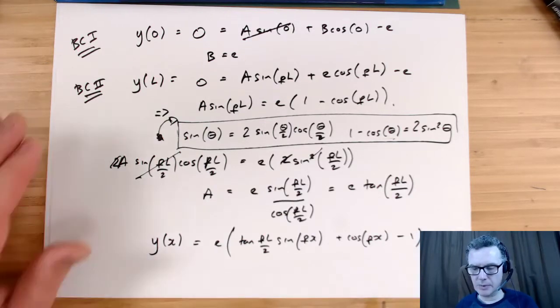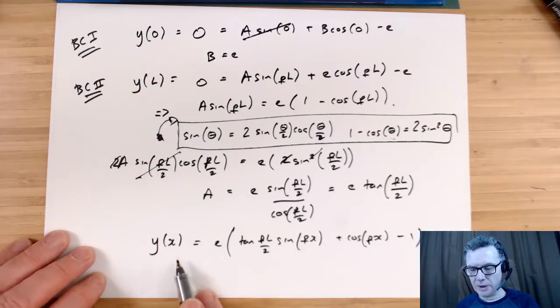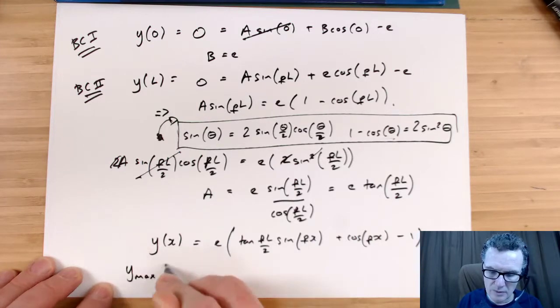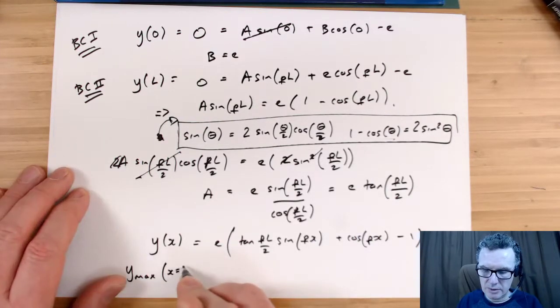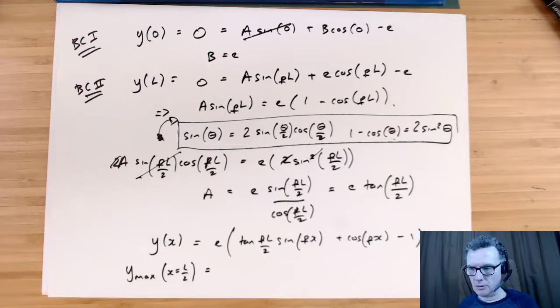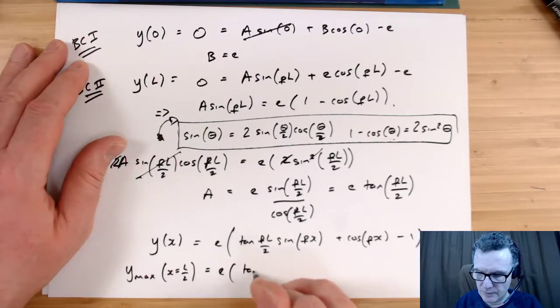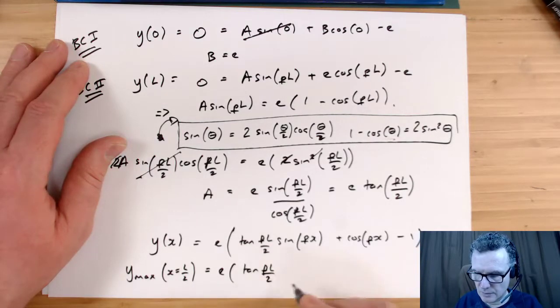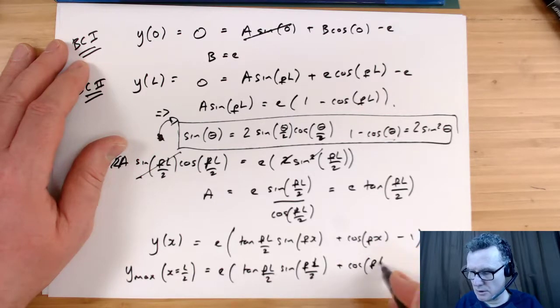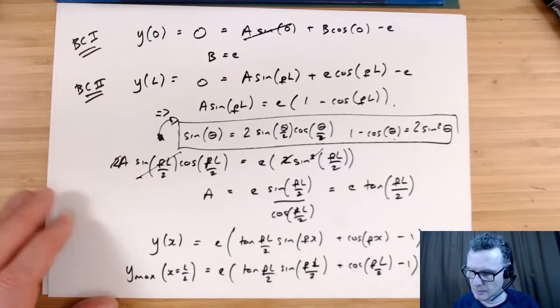So the next thing is to say, when do I expect max deflection to occur? That will be when x equals half length. Okay. So we're doing the case where we're squashing from both ends, so half length. So sine PL over 2 plus cos PL over 2, take away 1. Yep.